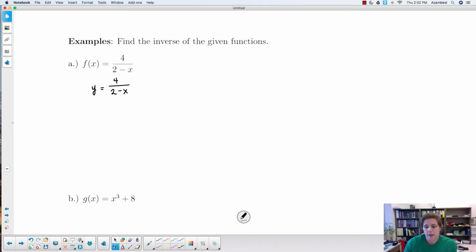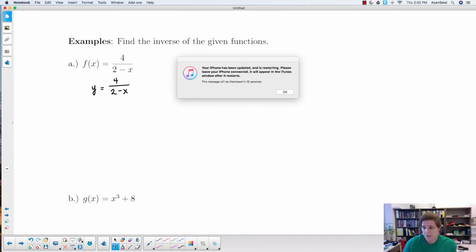And now I'm going to switch. Oh, my iPhone is restarting.